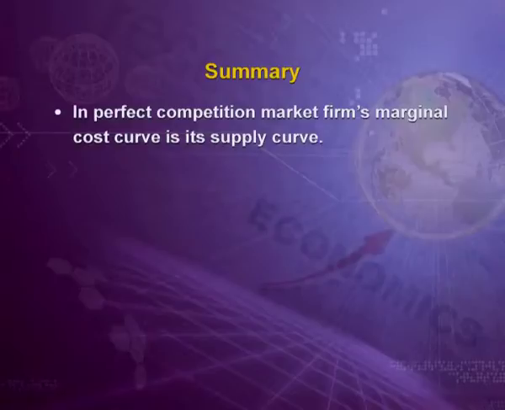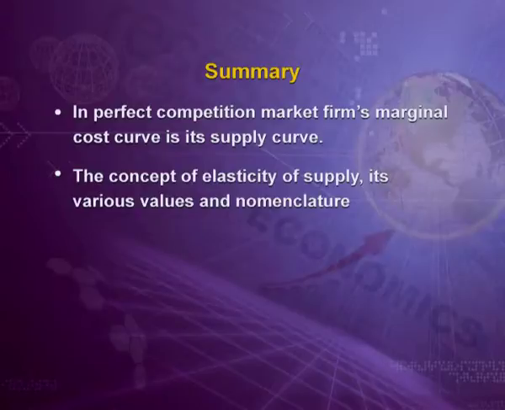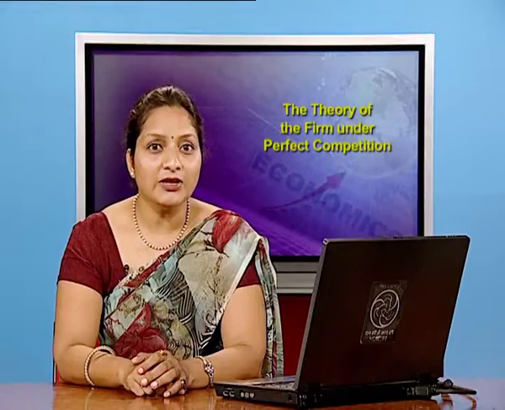So students, perfect competition completes here. Let's revise what we have done today. We proved that in a perfect competition market, the firm's marginal cost curve is its supply curve above the average variable cost curve. Then the concept of elasticity of supply, its various values and nomenclature. Lastly, we learned three methods to calculate elasticity of supply.